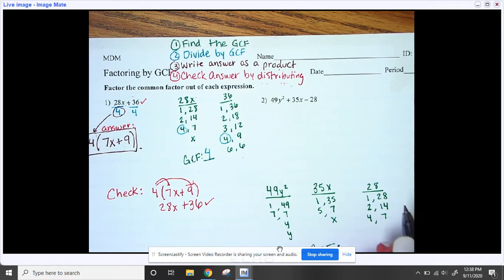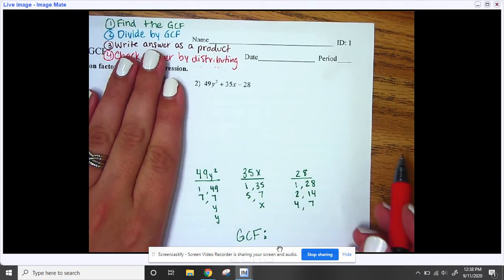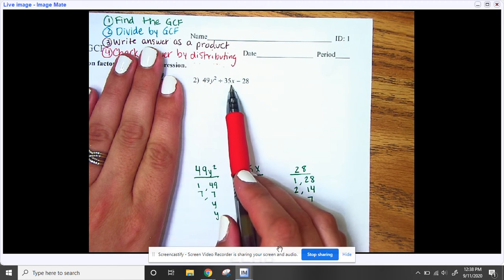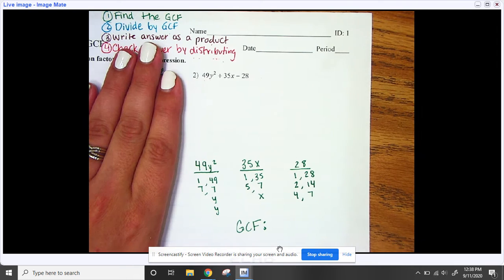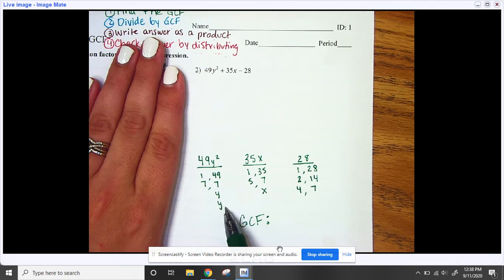Okay, let's try another one. Let's move over here. We have 49y squared plus 35x minus 28. Just to save a little time, I went ahead and wrote down all the factors, so let's go over those. We have 49y squared. We could do 1 times 49, 7 times 7, and there were 2 y's, so I tagged those on the end.